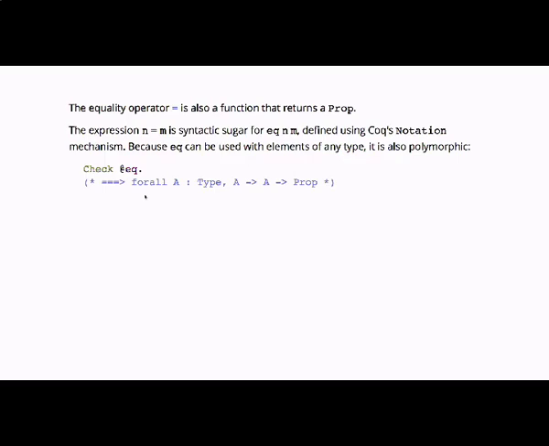Everybody's favorite polymorphic property is equality. Excuse me, I should not call it a property. Property is really for unary functions returning propositions. For binary functions returning propositions, we would say relation. So equality is everybody's favorite relation. And in Coq, the expression n equals m that we've encountered many times before is actually syntactic sugar, a notation for eq n m, where eq is a lower level thing of this type: for all A, A to A to Prop.